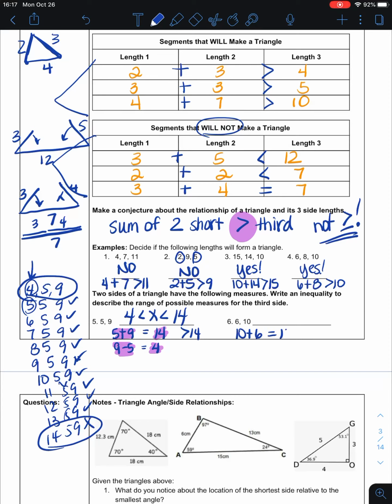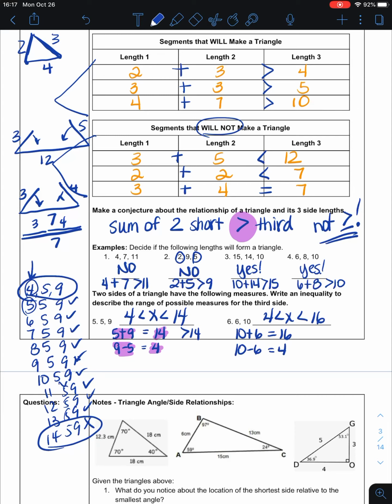So if we look at this one, if we add 10 plus 6, that gives me 16. That's going to be my high side. If I subtract 10 minus 6, that gives me 4. That's going to give me my low side. And then all of my boards have to be in the middle, between 4 and 16. Bigger than 4, but smaller than 16.